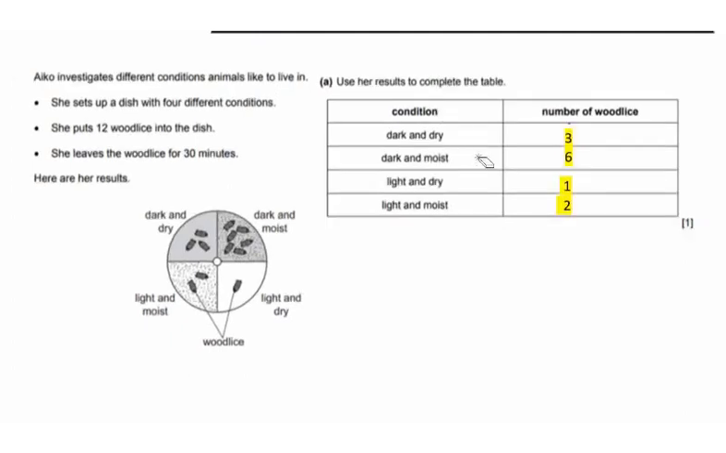Well, the answer is dark and dry there are 3. 1, 2, 3. Dark and moist there are 6. 1, 2, 3, 4, 5, 6. Light and dry there is 1. Light and moist there are 2 wood lice. Let's move to next question.